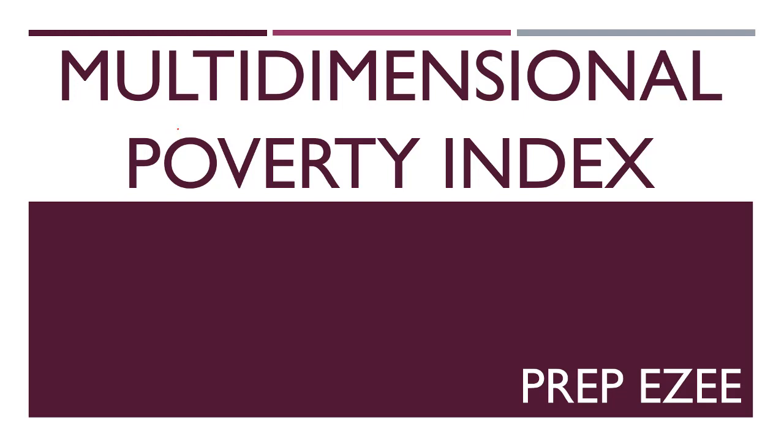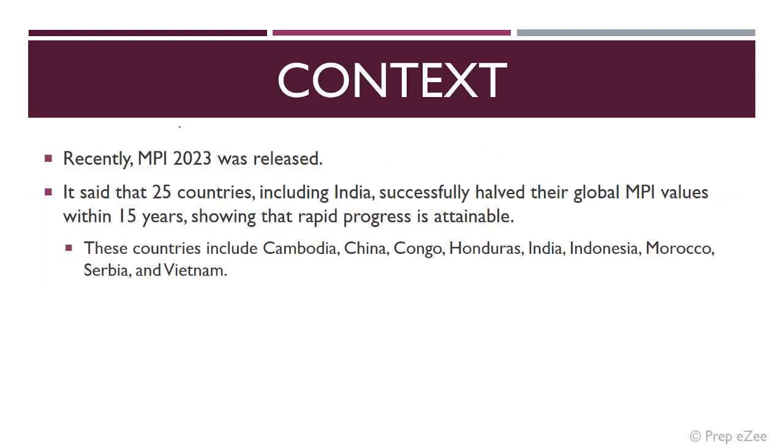Before we move forward, please understand two important terms. The first term is incidence of poverty and the second term is intensity. First is incidence, that is incidence of poverty. It refers to the ratio of the population which is poor to the total population. That is, out of the total population, how many people are poor? That is called the incidence of poverty.